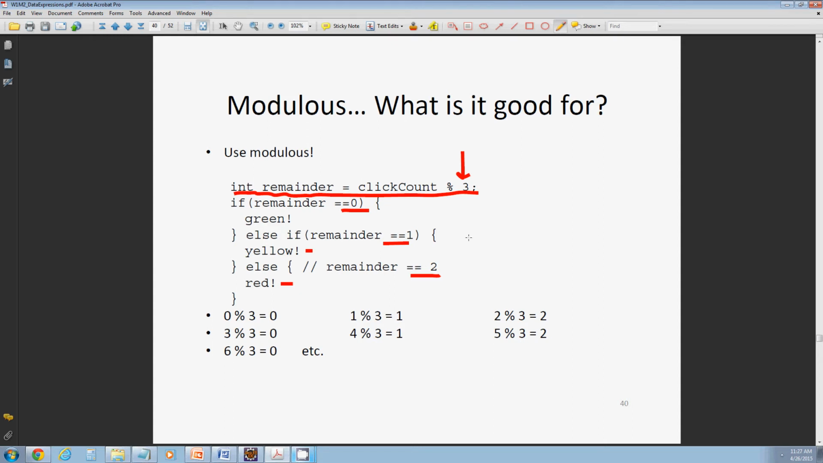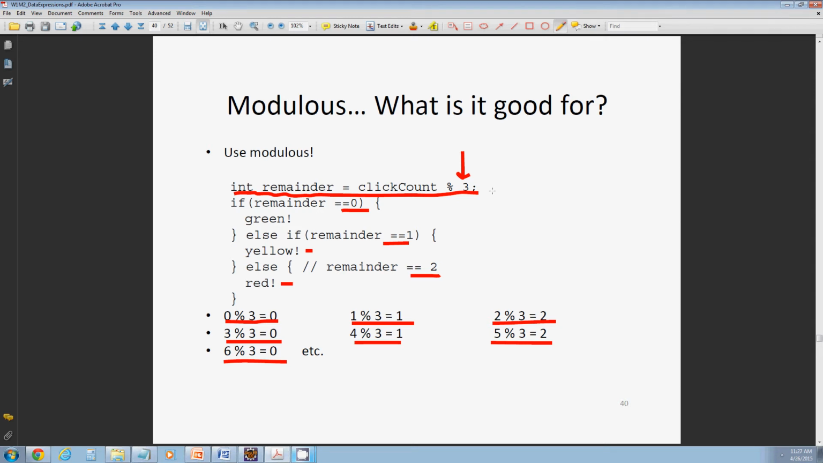So once that person starts clicking the button 0 times, 0 mod 3 is 0, then 1 mod 3 is 1, and 2 mod 3 is 2. Then they click the button again, and 3 mod 3 is 0, 4 mod 3 is 1, 5 mod 3 is 2. They click the button again, 6 mod 3 is 0, and etc., etc. So we can use the modulus to count by a certain number. If we wanted to count by 2s, we could say click count mod 2. If we wanted to count by 5s, we could say click count mod 5, for example.